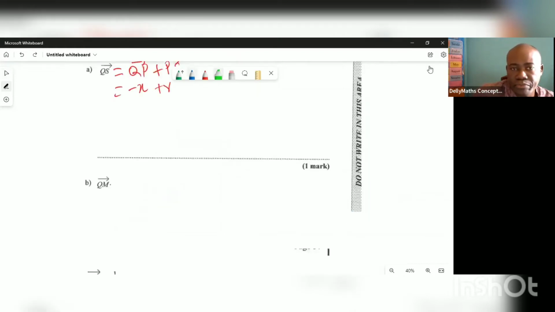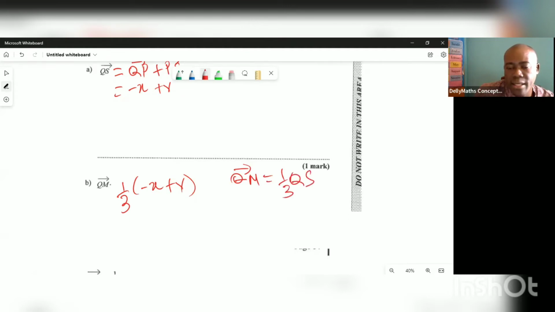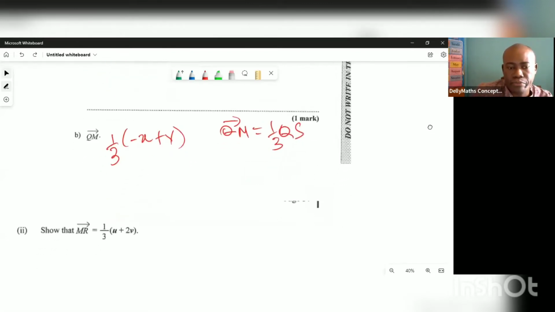So then QM is 1/3 open bracket minus U plus V. Because I'm thinking of QM as 1/3 QS, based on the information given above. So if I found QS to be negative U plus V, then QM is 1/3 of it. All right, good.